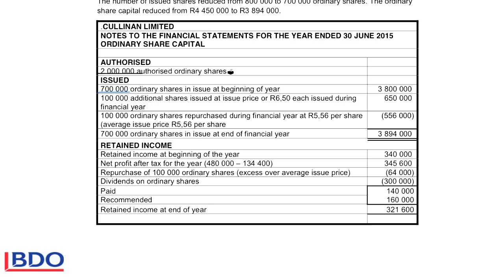We repurchased 100,000 shares, and the amount that was above the average price of 5.56 is taken out of retained income. Then the total amount that must be paid for dividends during the year will reduce the retained income with 300,000. The paid amount is always for the interim dividend because the interim dividend is paid immediately. The recommended amount is the final dividend because they recommend that that amount must be paid out, and it's normally outstanding at the end of the year. Then I work out what is my closing balance for retained income, and that is the balance that will be carried over to the next financial year.